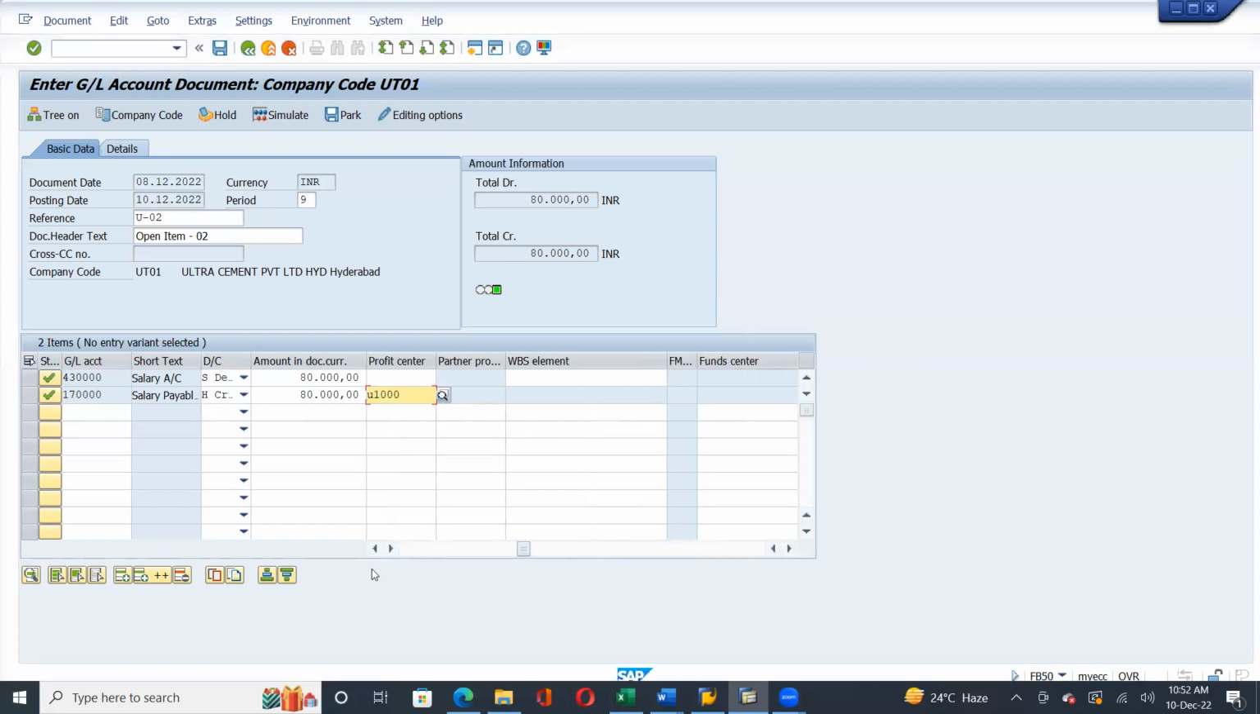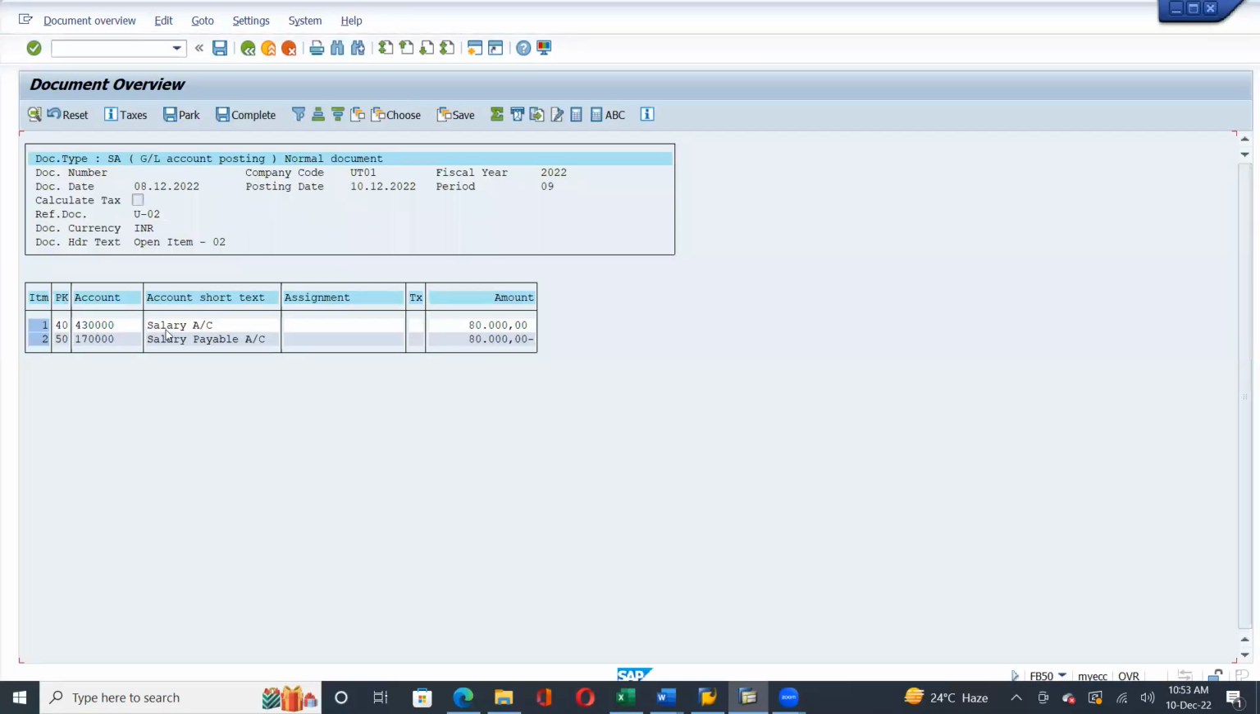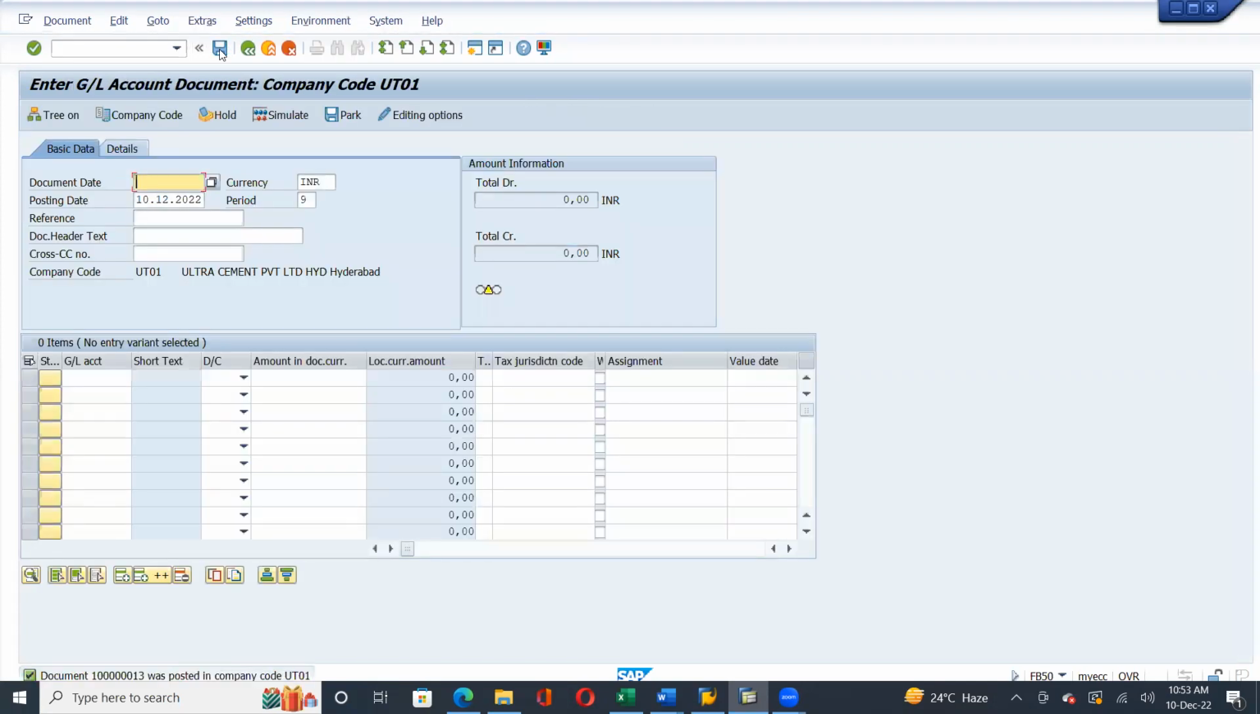Clear, everyone? Hope you have written this entry. Kindly respond, please. Yes, Naveen. Click on simulation button. Click on simulate. You can see salary account debited to salaries payable account. Right? And click on post button.